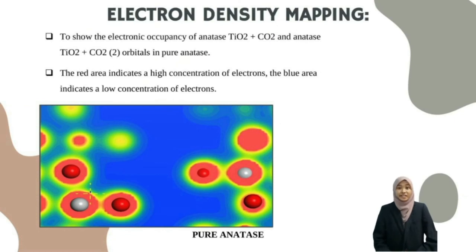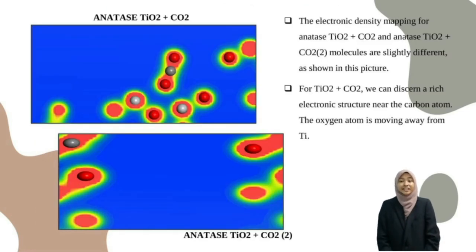This study used electronic density mapping to show the electronic occupancy of anatase TiO2 plus CO2 and anatase TiO2 plus CO2 to orbitals in pure anatase. Electronic mapping shows that the red area indicates a high concentration of electrons, while the blue area indicates a low concentration of electrons. The electronic density mapping for anatase TiO2 plus CO2 and anatase TiO2 plus CO2, two molecules, are slightly different, as shown in these figures. For TiO2 plus CO2, we can discern a rich electronic structure near the carbon atom. The oxygen atom is moving away from titanium. This means that oxygen is no longer bonding with the ion.